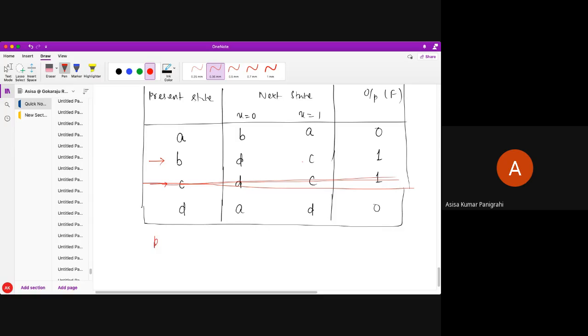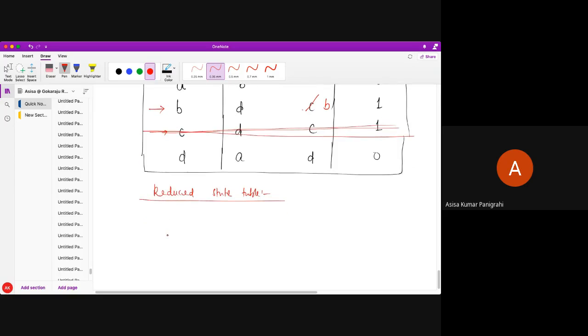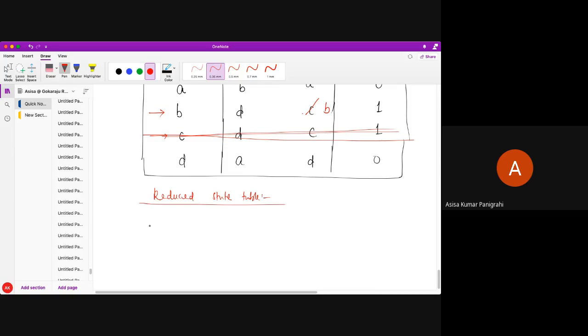So now I am going to design my reduced state table. Here you can see I have removed C. Wherever C is present, I have to replace it by B. Are you understanding, students? Wherever C is present, I have to replace it by B. So my reduced state table now looks like this. Any doubt, students? Please let me know.